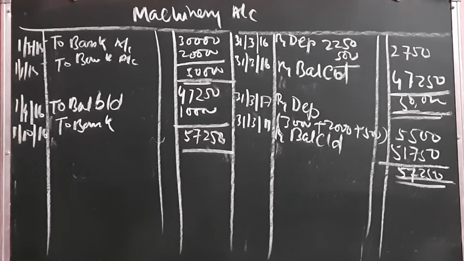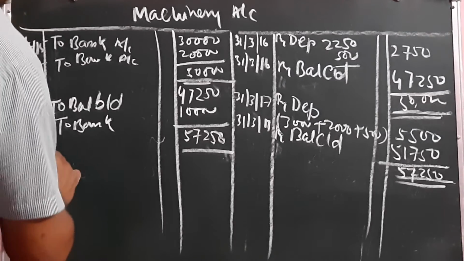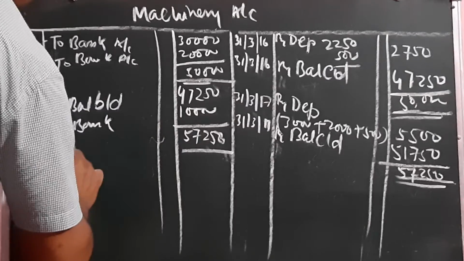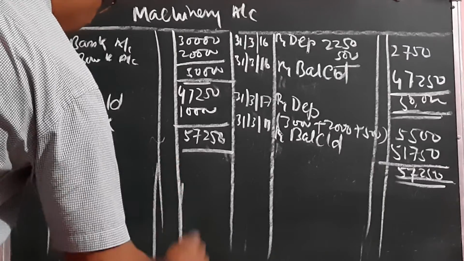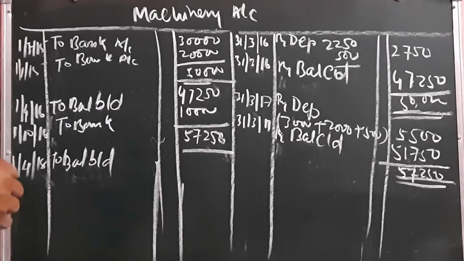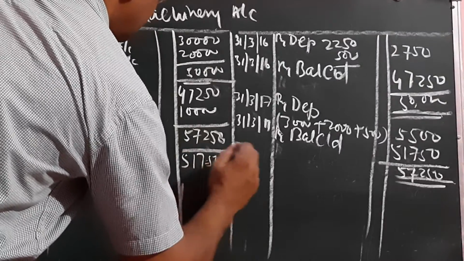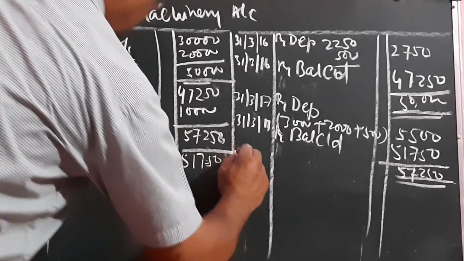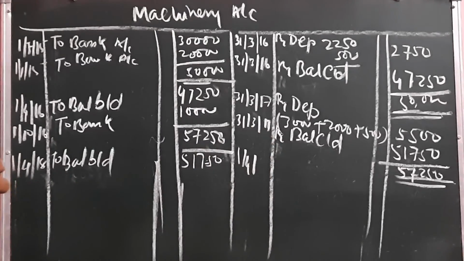Now the last year, the third year. On 1st April 2017, to balance b/d, this amount is 51,750. And this machine was sold here; the profit or loss was already calculated on 1st April.